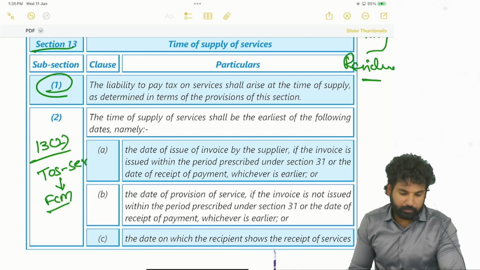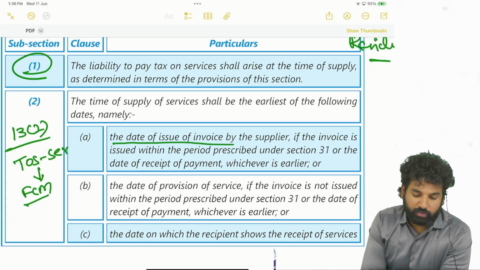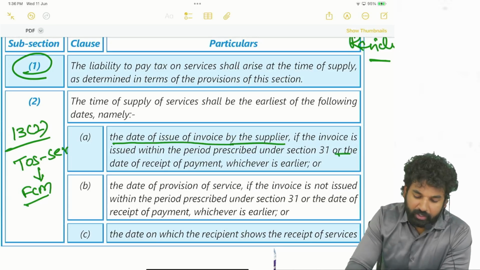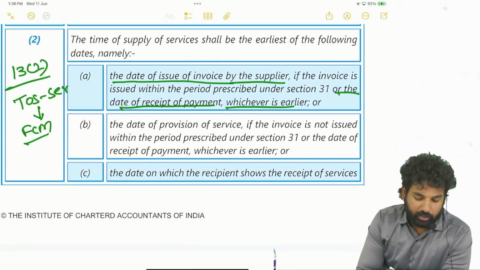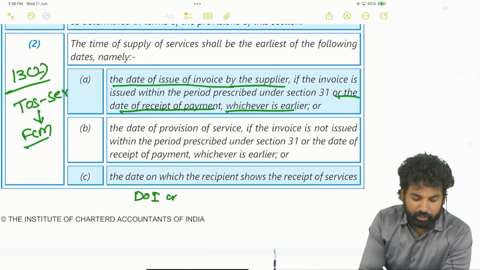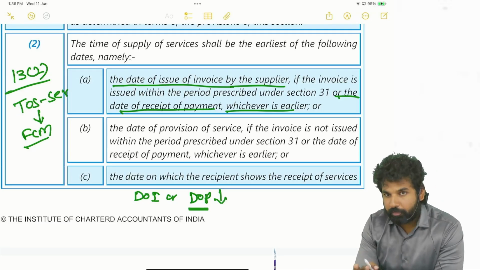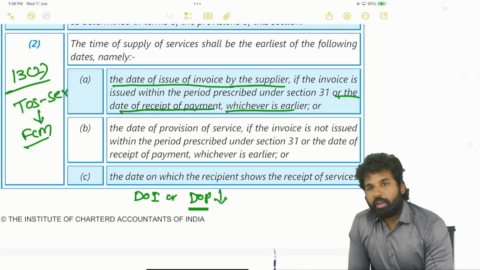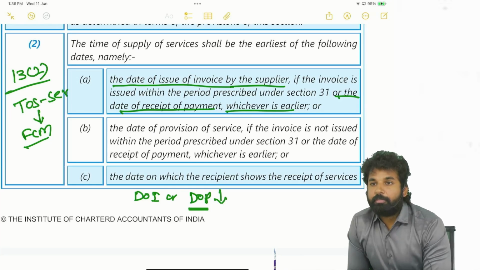In that, what are the parameters? Date of issue of invoice by the supplier, or the date of receipt of payment, whichever is earlier. Provided the invoice is issued within the time as per Section 31. If the invoice is issued on time, then the date of issue of invoice or date of payment, whichever is earlier.